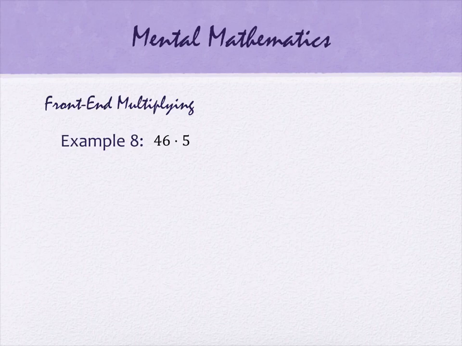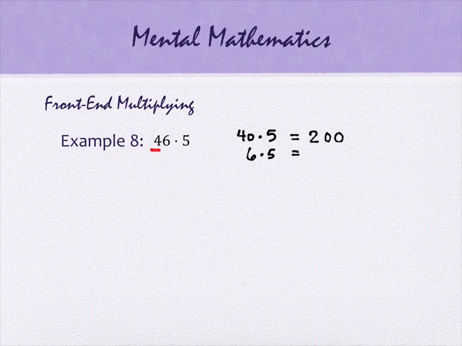So front-end multiplying means taking each digit in its place value, so the 4 is the 40's place, and multiplying it by the other value, 5. So I've got 40 times 5, and I have 6 times 5. So what is 40 times 5? No. What's 4 times 5? 200. Yep. It's a Monday. Yeah, it is a Monday. All right, so we got 200.